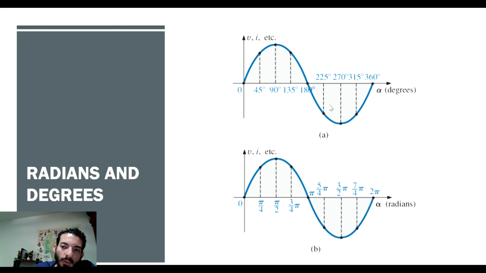So be careful when they give you the input to the sine wave. What are the units? If it's radians or degrees, because sine of 30 degrees is not the same as sine of 30 radians. They're different. So that's the main confusion most people have issues with. So be careful with those details.